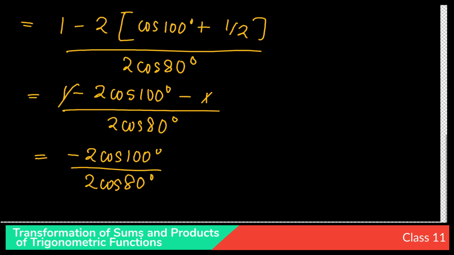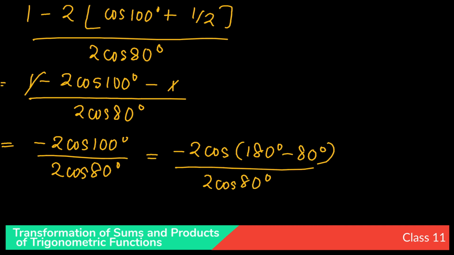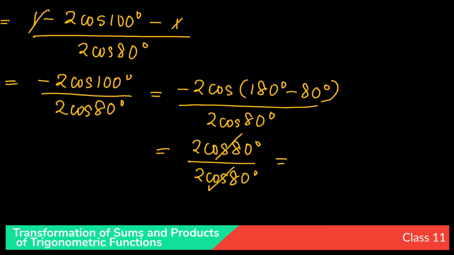Now this 100 can be written as minus 2 cos(180° − 80°). All of us know from associated angles that cos(180° − θ), if we consider 80 as θ here, is obviously minus cos θ. So minus of minus 2 will become plus. So 2 cos 80° by 2 cos 80° is actually 1. Okay, so the answer for this question is 1. Now we move on to our next question.